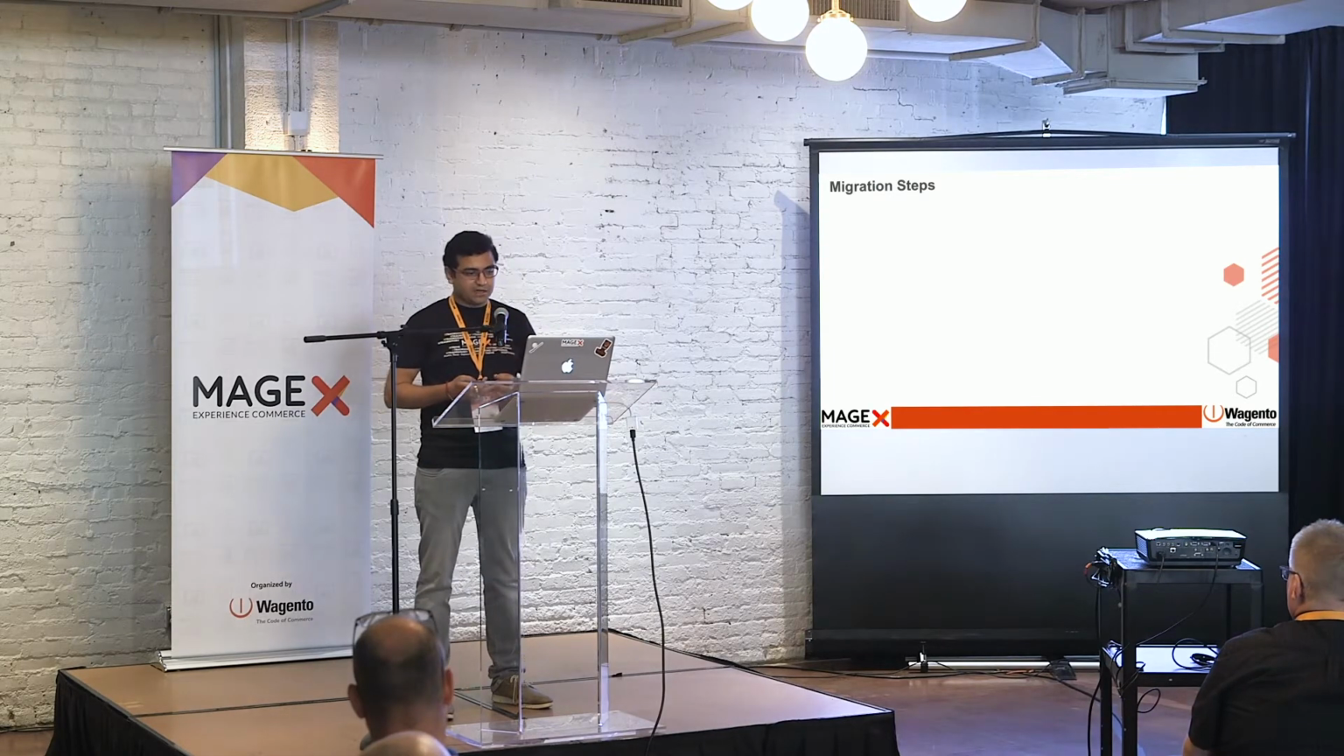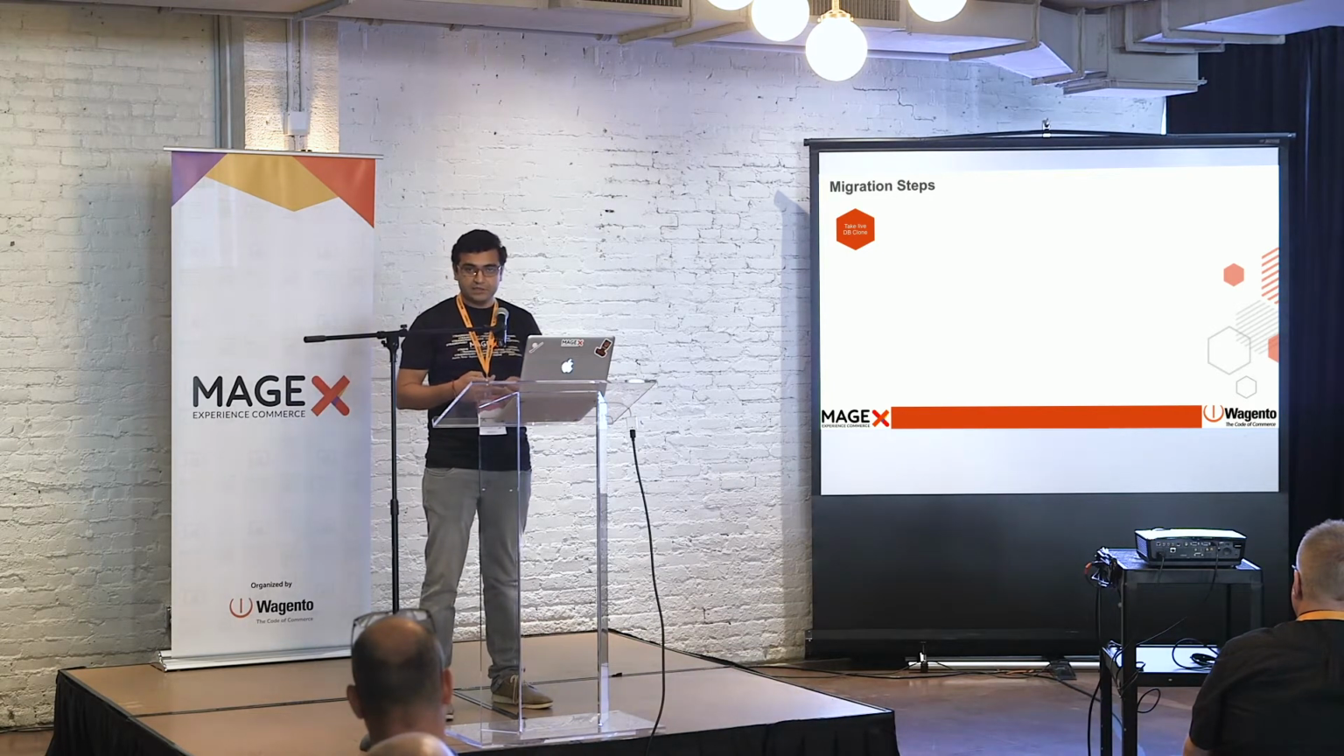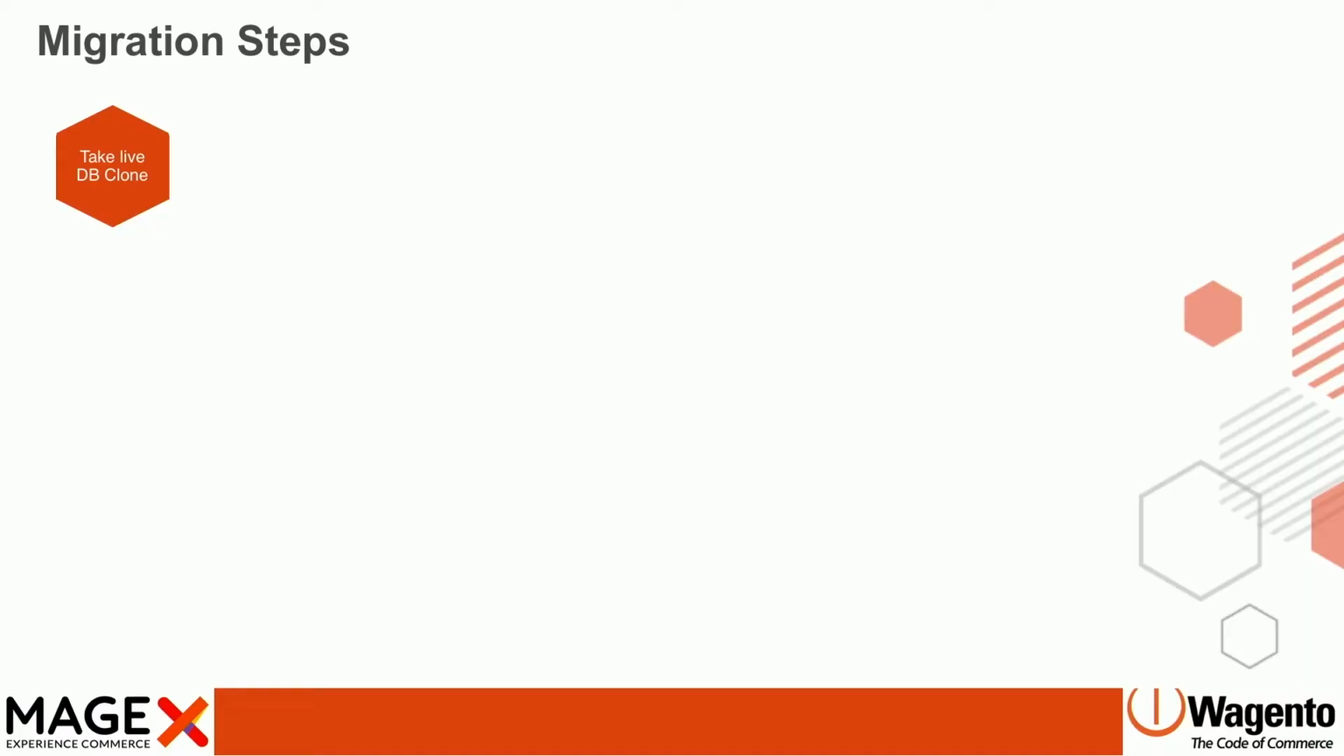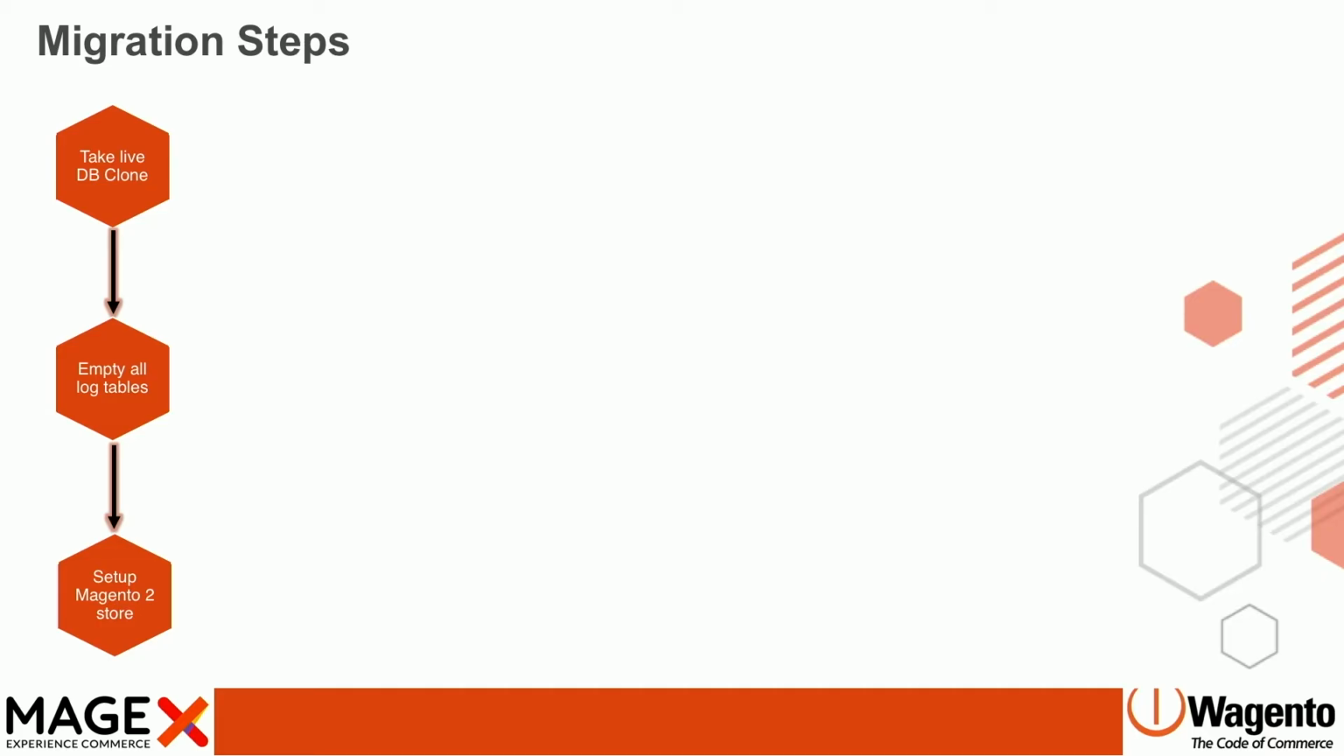Then these are the standard migration steps. First, take a live DB clone, so for the safe side, if something goes wrong, you have the DB clone. Empty all your log tables, because you do not need them in Magento 2; anyhow, it is going to make new logs for you. Then set up your Magento 2 store. Whether you are doing these steps on a local system or a staging server, you need to have the M1 setup and the M2 setup also.